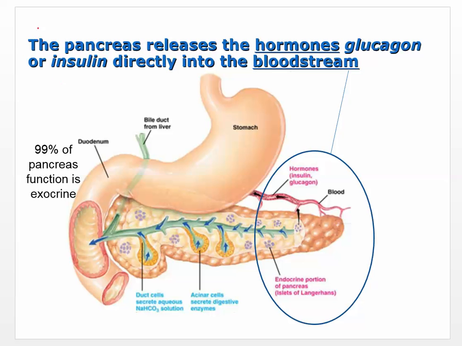Now, let's talk about how this is happening, so let's drill down and talk about how insulin and glucagon are released and from where they're released. Most of us know from either previous classes or just paying attention that the pancreas is responsible for the production of insulin. It's also responsible for the production and the release of glucagon.